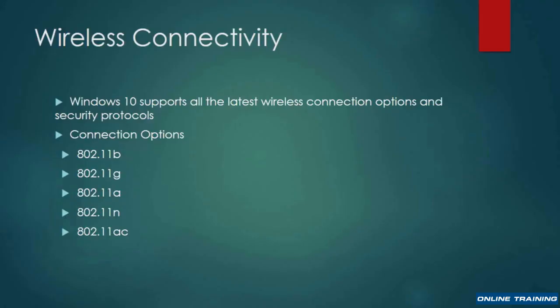Windows 10 supports all the latest protocols in the area of wireless connectivity, the latest connection options and such. They have grown every couple of years. It seems we get a new version, a new protocol. 802.11b was one of the originals. It was going to allow transfer speeds up to 11 megabits per second. It operated on the 2.4 gigahertz frequency range. It is pretty much obsolete.